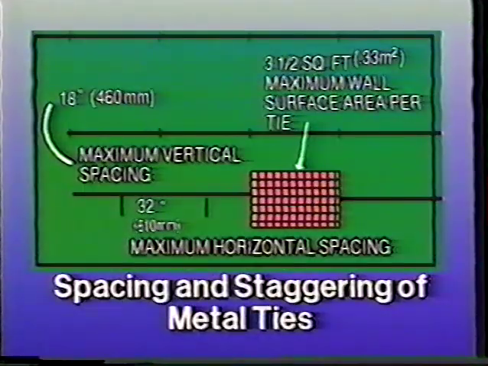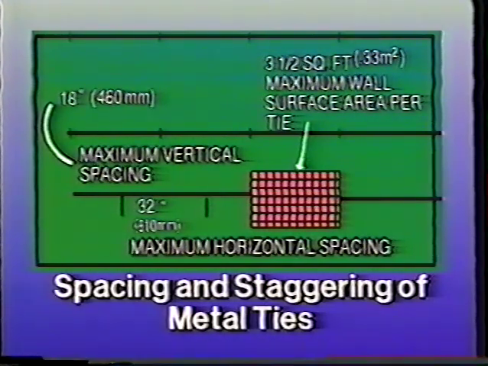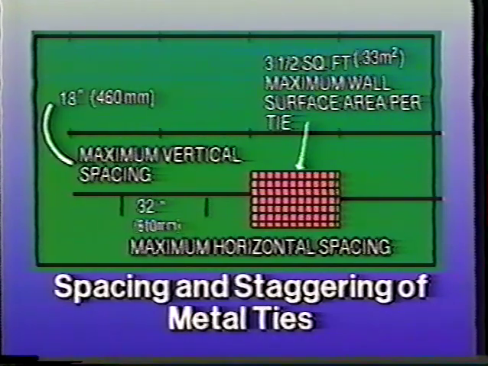The building codes require that the ties be installed at specific spacings, both horizontally and vertically. Most codes require at least 1 tie for every 3½ square feet of wall area. The horizontal spacing should not be greater than 32 inches, and the vertical spacing should not be greater than 18 inches. Wall ties are installed to attach the brick to the frame. When installed correctly, cracking and other problems will be less likely to develop.